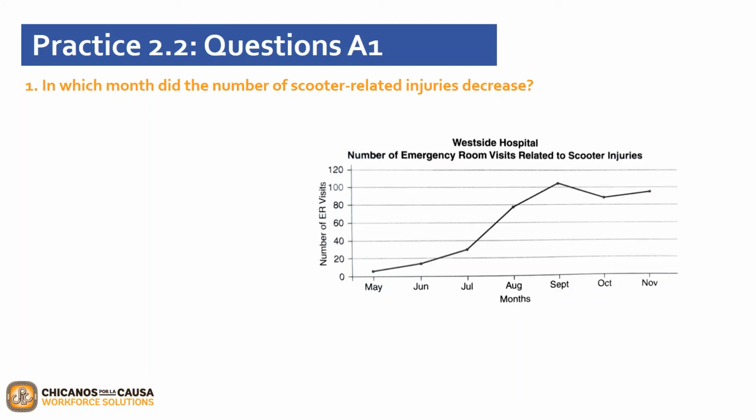So if we look at our very top point of the most scooter-related injuries, which is in the month of September, we can see that there was then a drop in injuries from September to October. We can see that because the slope then goes down. So it goes from the top to the bottom. Therefore, we can determine that the month in which the number of scooter-related injuries decreased is actually in October.